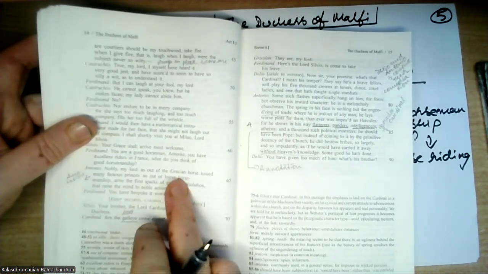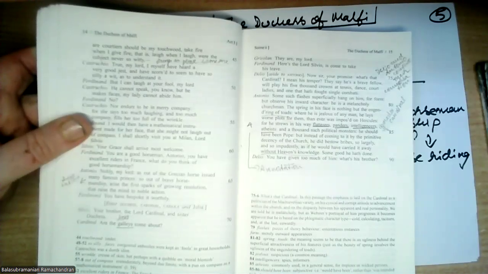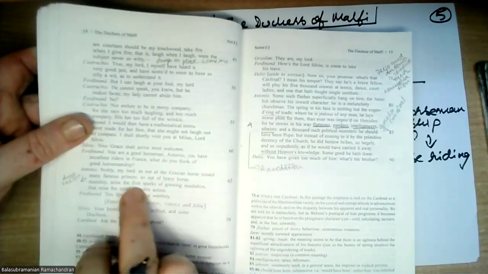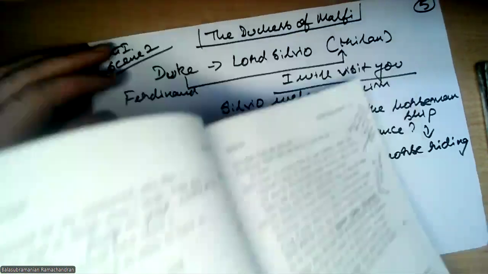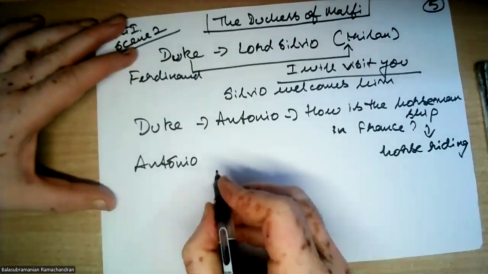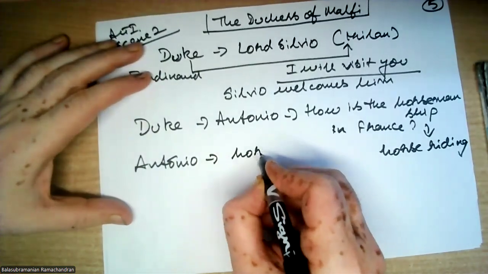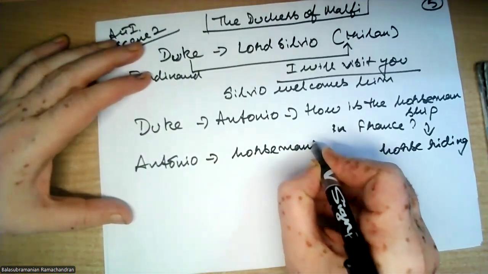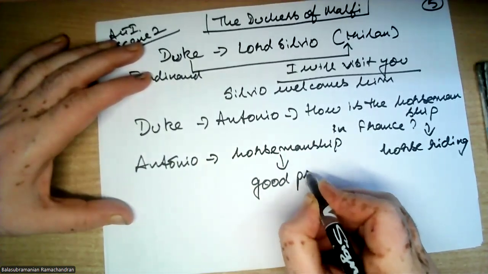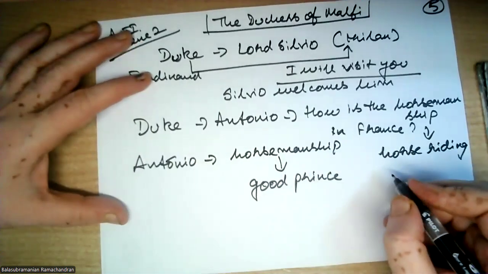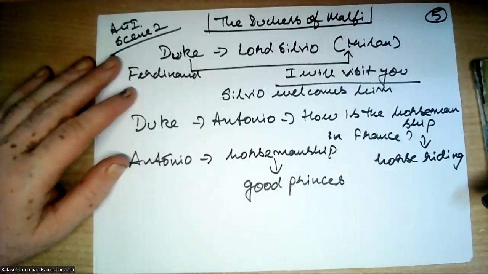"Nobly, my lord, as out of the Grecian horse issued many famous princes." If you want a prince, you should teach a prince horsemanship. "So out of brave horsemanship arise the first sparks of growing resolution that raise the mind to noble action." Okay, so horsemanship is important because good horsemanship will make good princes. A good prince should have good horse riding skills. So this is what he says.